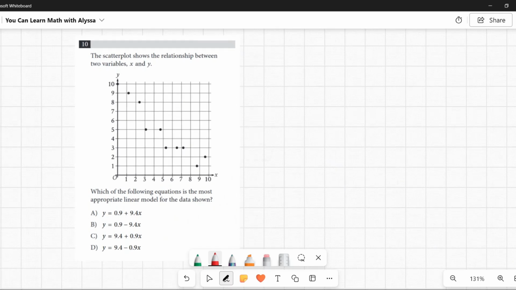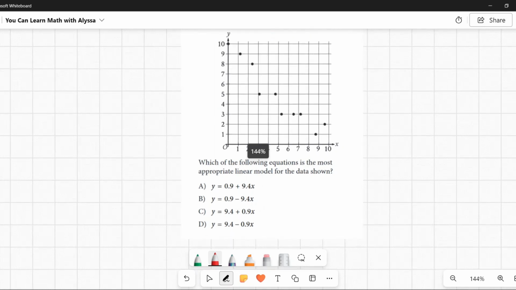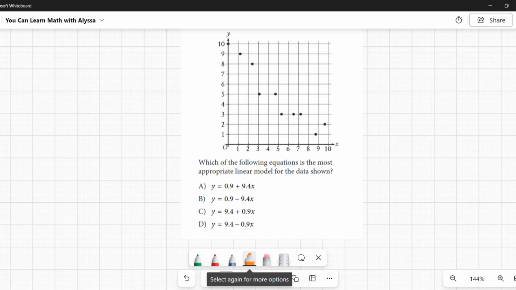Number 10, the scatter plot shows the relationship between two variables x and y. Which of the following equations is the most appropriate linear model for the data shown? You don't really have to know that much about scatter plots to get this kind of problem, right? It basically is just saying a linear model is a line that comes closest to describing the trend that we see here. So I don't know where exactly that's going to be, but I know it's something like this. I'm drawing a line that approximately goes through the points.